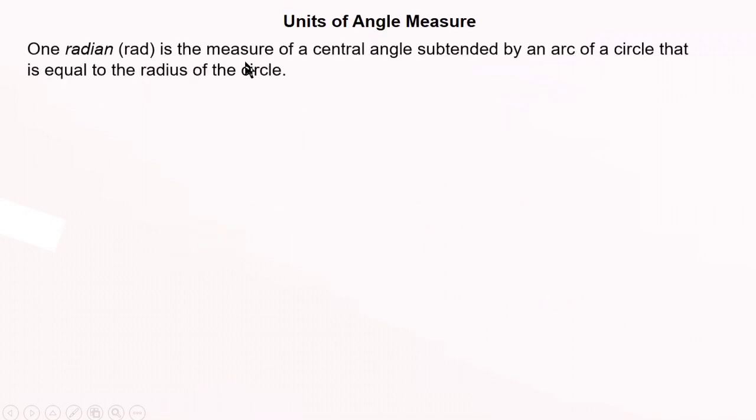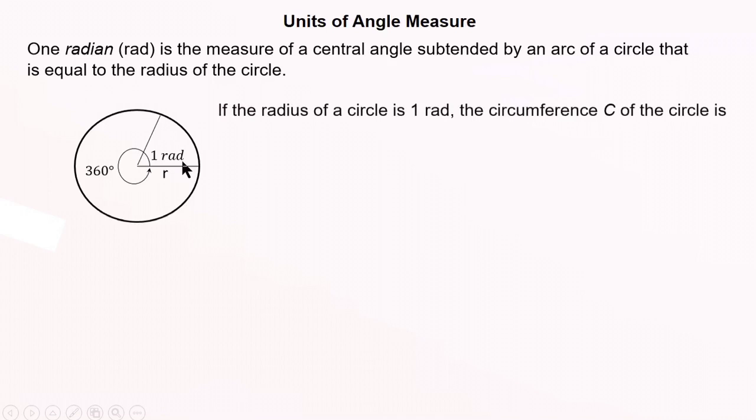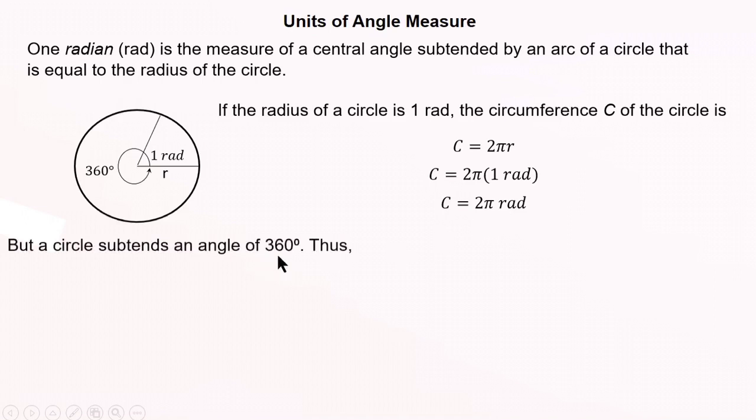On the other hand, 1 radian is the measure of a central angle subtended by an arc of a circle that is equal to the radius of the circle. If the radius of a circle is 1 radian, the circumference of the circle, which is 2 pi r, will be equal to 2 pi radian. But a circle subtends an angle of 360 degrees. Thus, 2 pi radian is equal to 360 degrees.